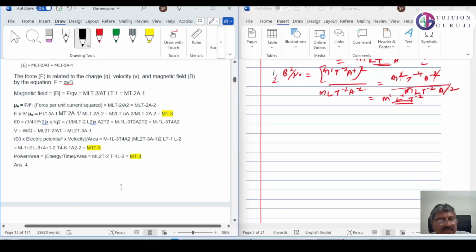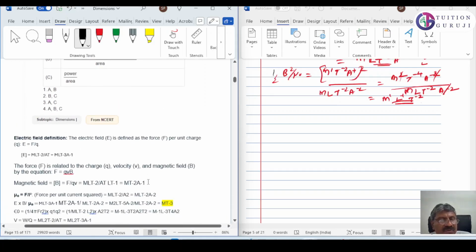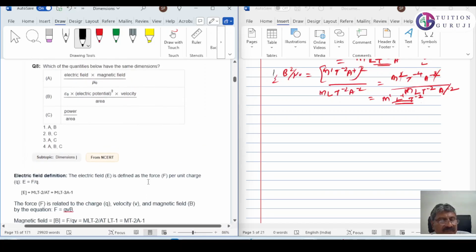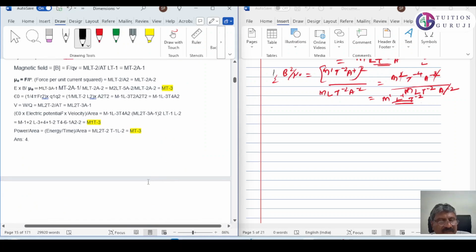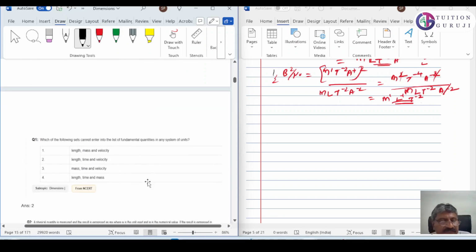In power by area, power by area is energy divided by time divided by area. Power is energy by time. So ML square T raised to minus 2 divided by time. Time, when it goes up, is raised to minus 1. L, when it goes up, is raised to minus 3. This is MT raised to minus 3. So A, B and C have the same dimensions. All are having the same dimensions. Okay.